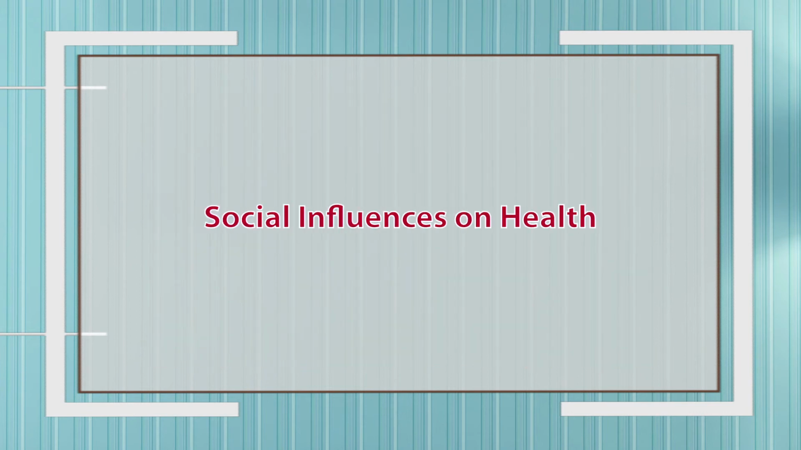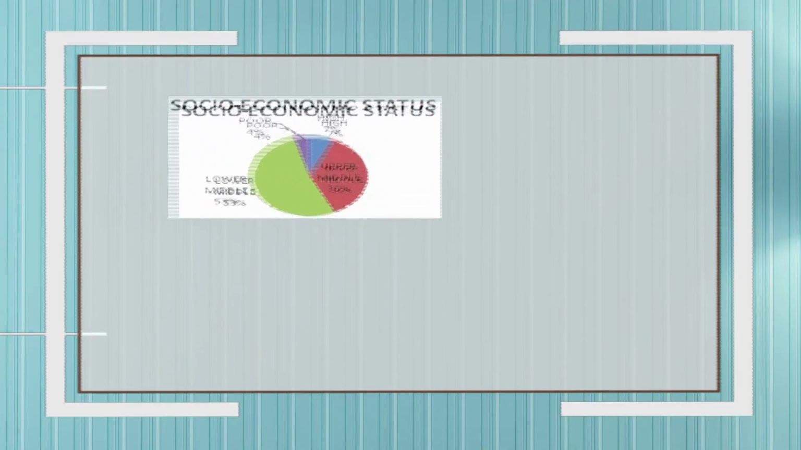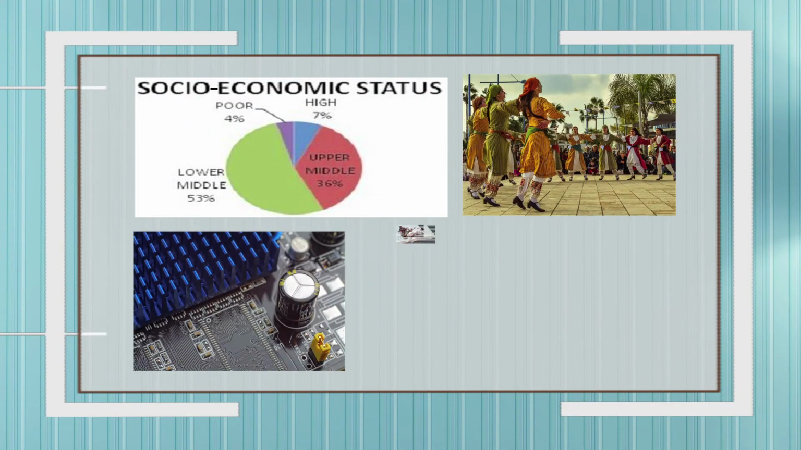Now we shall talk about the social influences on health. Social factors include socioeconomic status, culture, technology, and religion. For instance, losing one's job or the ending of a romantic relationship may place one at risk for stress and illness. Such life events may predispose an individual to developing depression, which may in turn contribute to physical health problems.